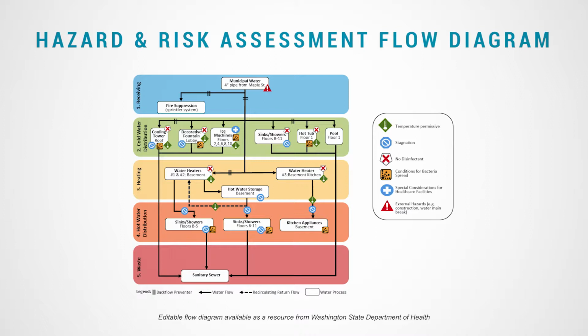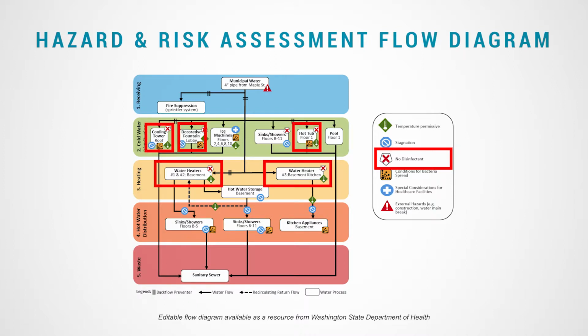In your building, sinks and showers may be affected by the hot and cold water distribution because there may be stagnation and the conditions for bacterial spread. There also may be low levels or no disinfectant levels in your water heaters, cooling towers, decorative fountains, hydrotherapy tubs, and recirculating water, among others. All of these should be noted on your flow diagram.